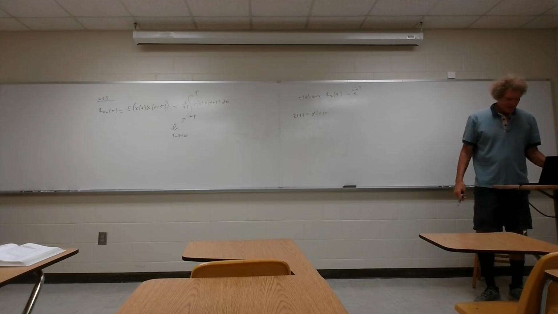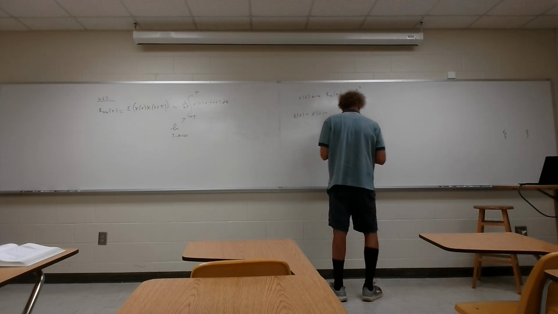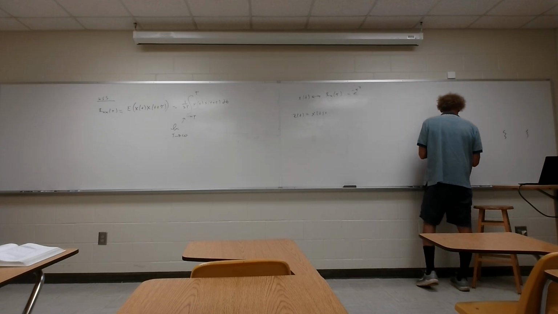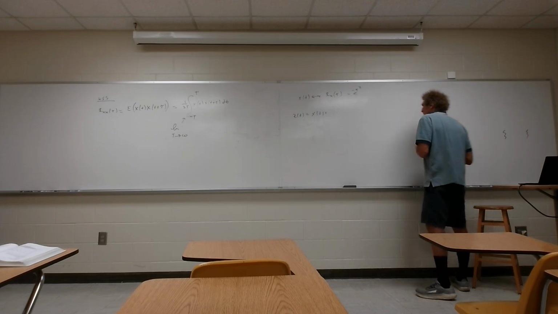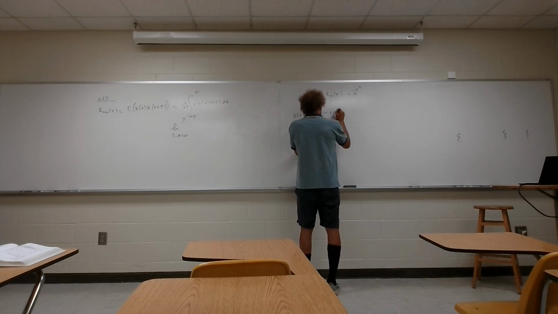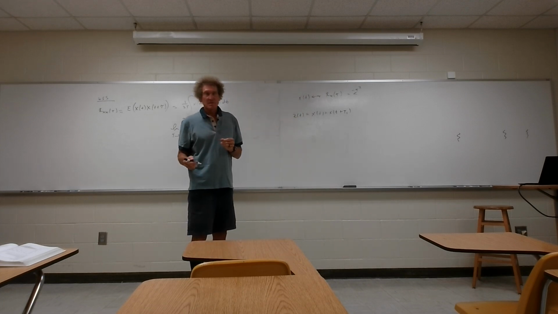Plus x, get a different marker. Plus x of t plus tau 1. Now tau 1 is assumed a constant. With me, class?